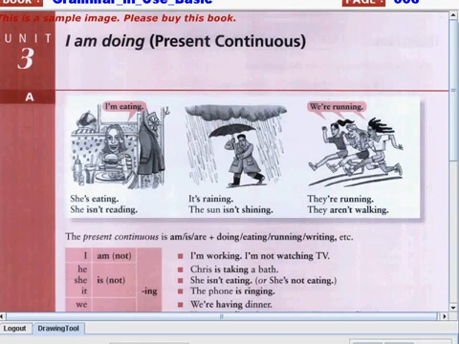Today we will discuss a new lesson, and here on unit number 3 we will talk about the present continuous tense. The present continuous tense.